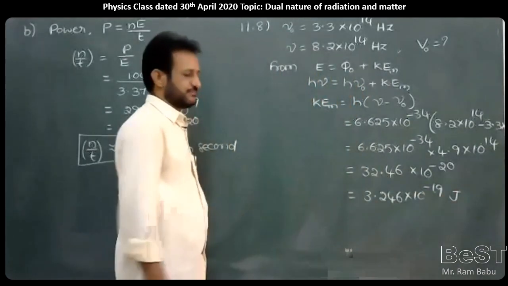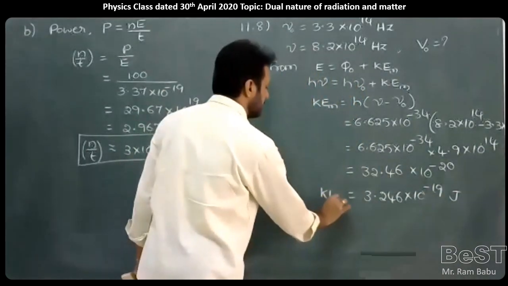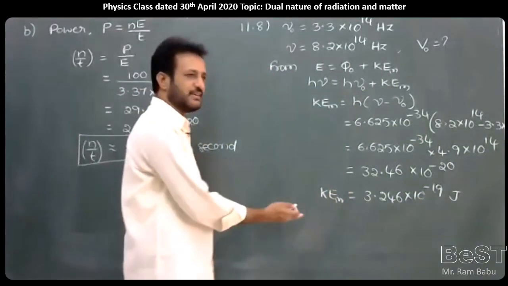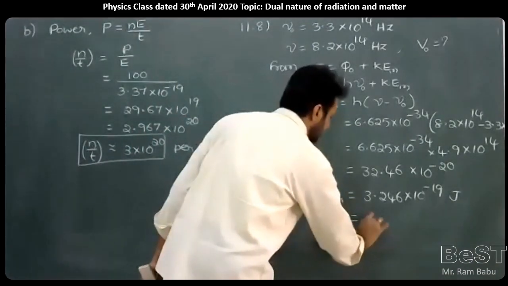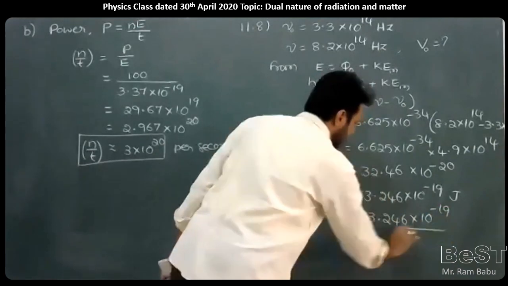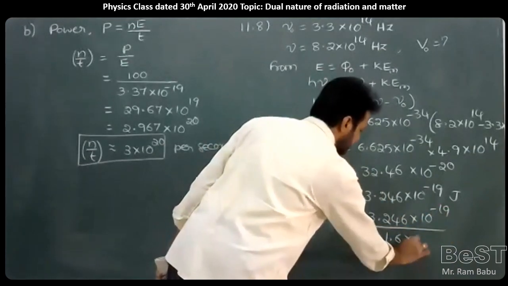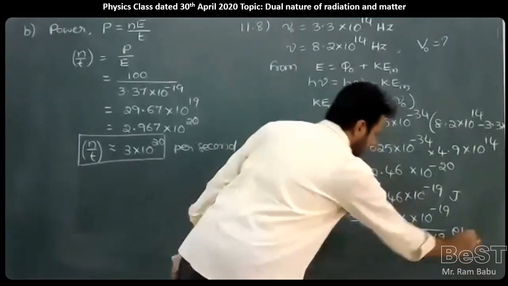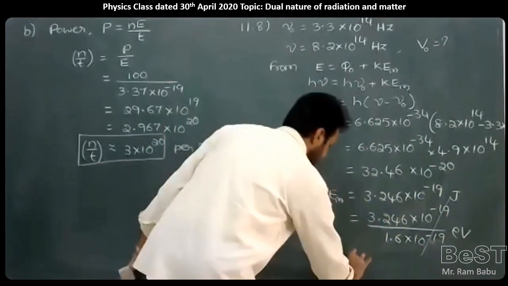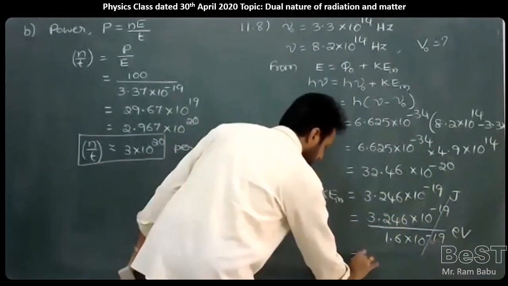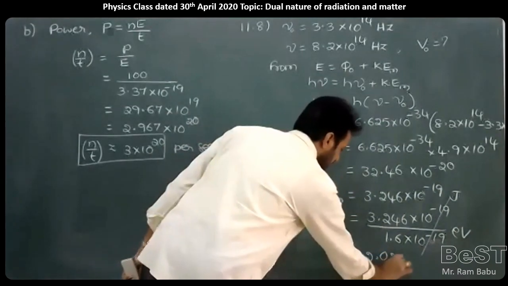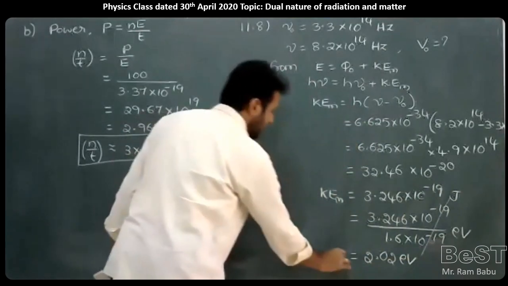It is a kinetic energy value, but I want to convert this value into electron volt. We know how to convert joule into electron volt by dividing the value by 1.6 into 10 to the power of minus 19. So 3.246 into 10 to the power of minus 19 by 1.6 into 10 to the power of minus 19 electron volt. Here 10 to the power of minus 19 gets cancelled. 3.246 by 1.6 is 2.02 electron volt. It is a kinetic energy value.